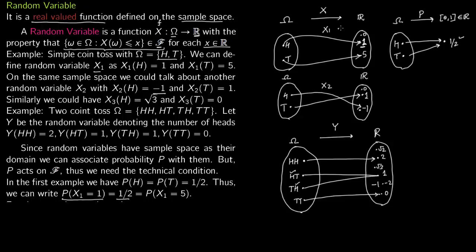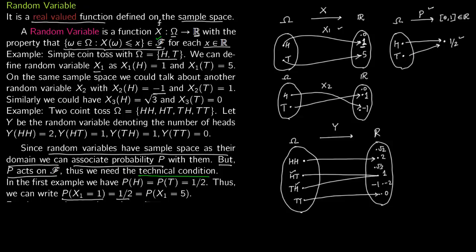Just like the random variable is acting, you have the probability function acting. Since random variables have sample space as their domain, we can associate probability P with them. But P acts on sigma field. We have talked about this before. The probability acts on sigma field, and that's why you need this condition right here. This condition is needed because you have to associate probability with the random variables, and therefore we need the technical condition. So the first example is clear.